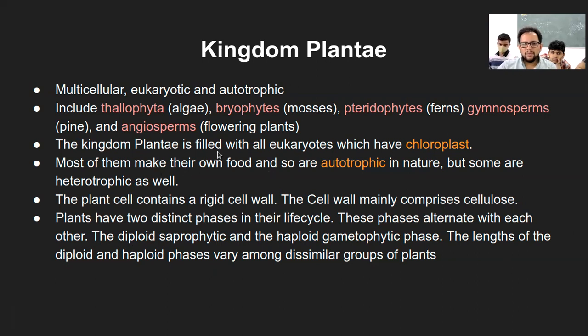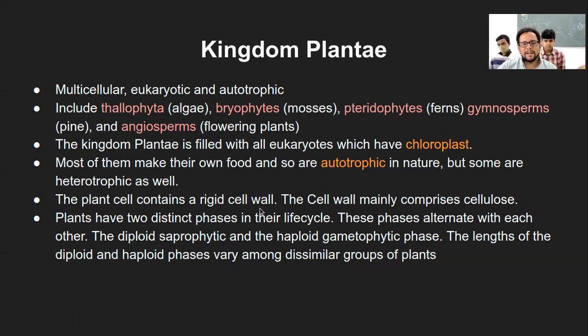So kingdom Plantae is filled with all the eukaryotes which have chloroplast structure. So within the cells of the kingdom Plantae organisms, they will have chloroplast. So most of them will obviously make their own food, and they are autotrophic in nature. Some of them are also heterotrophic, but that proportion is very minute. But most of them are autotrophic. Like for example, algae and such, even though they do photosynthesis, somehow they are dependent on other structures for growth. We will see that part.